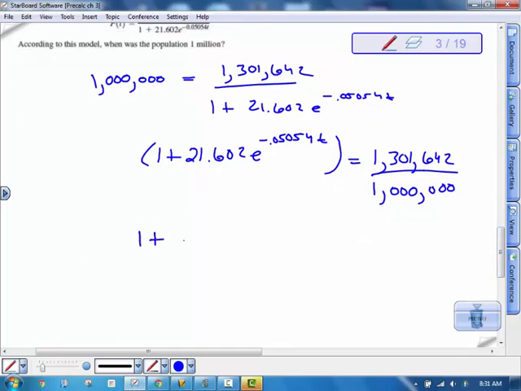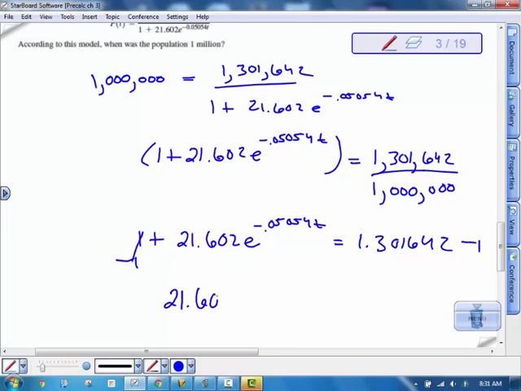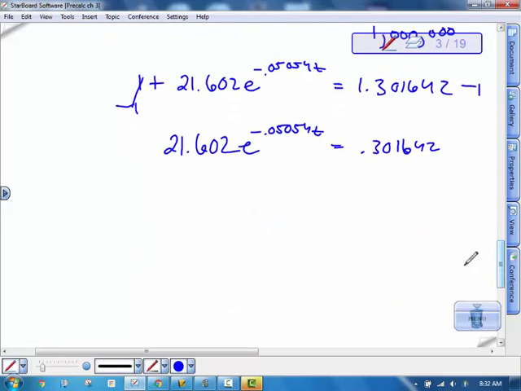We have 1 plus 21.602 e to the negative 0.05054 t. And this side, just move the decimal place back 6, so 1.301642. Subtract 1 from both sides. 21.602 e to the negative 0.05054 t equals 0.301642. Divide both sides by 21.602.